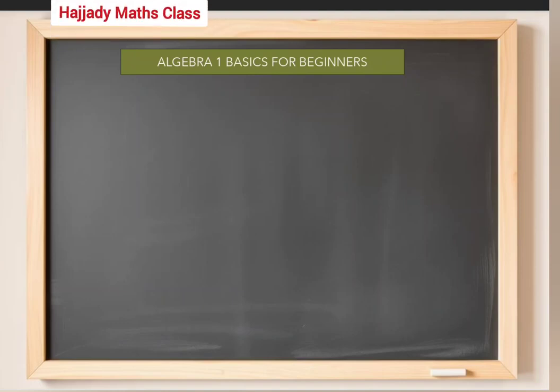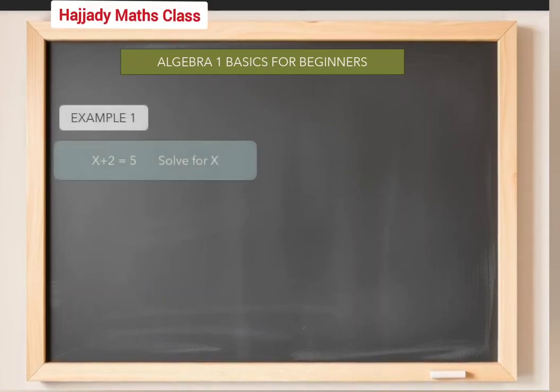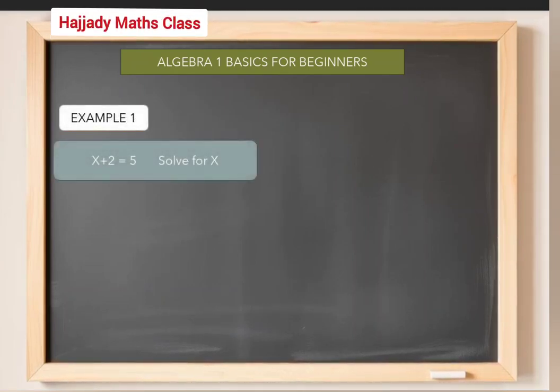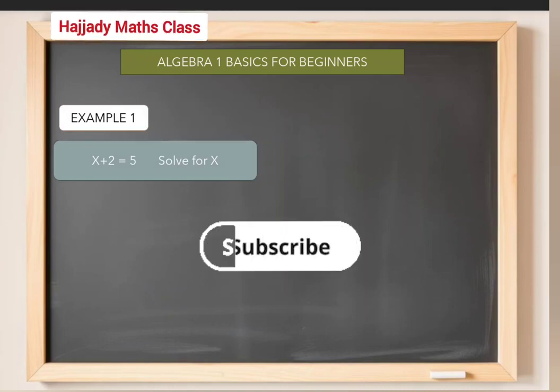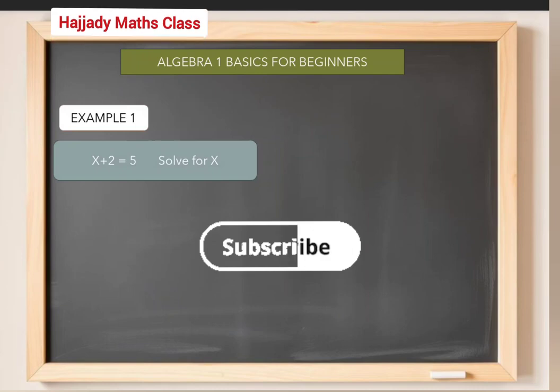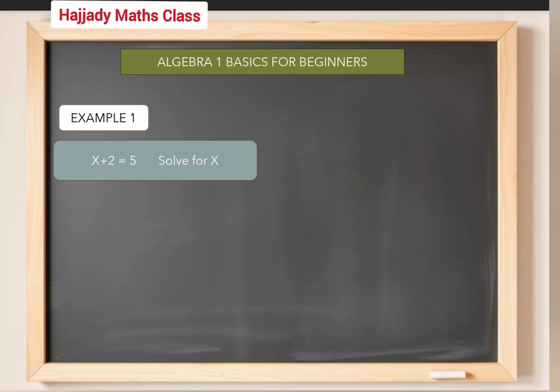Viewers, today I'll be explaining algebra basics for beginners. Now let's have a look at example 1. Example 1 says x plus 2 equals 5. Solve for x. To do this, we need these basic rules.